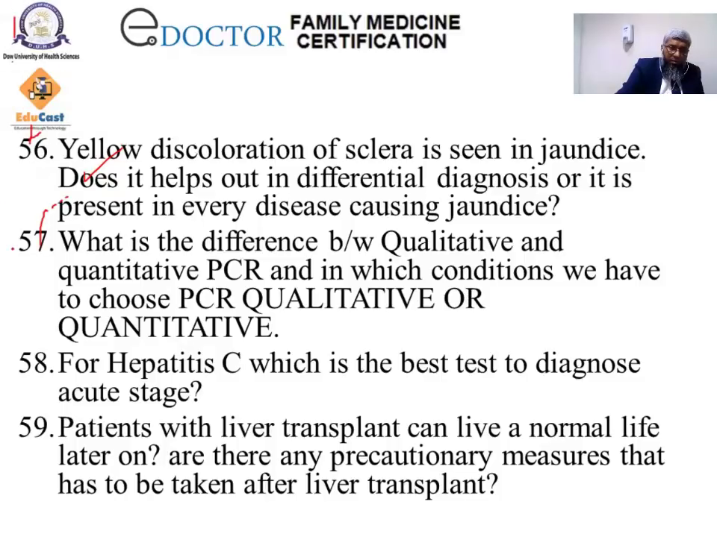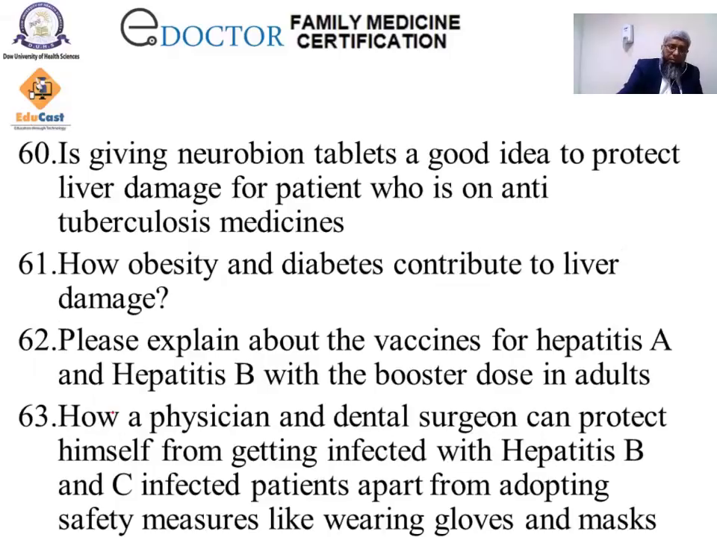Question number 59. Can a patient with liver transplant live a normal life later on? Yes. And are there any precautionary measures that have to be taken after transplant? After liver transplant, they should be on immunosuppressive therapy lifelong. Yes, the requirement goes down with the passage of time, but they should be monitored for the side effects of the medicine, for blood pressure, for hyperbilirubinemia, as well as for lipids. They can get mood swings, mood change, so they should be on regular follow-up with somebody.